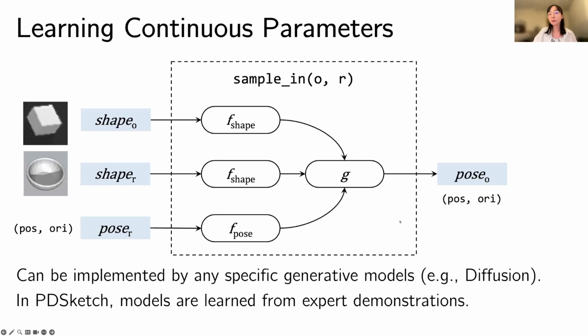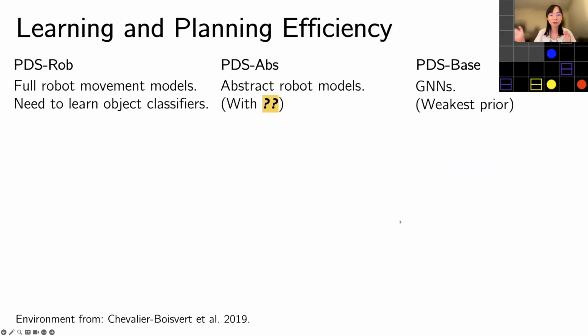Before we talk about the different applications of this method, we first want to study from a machine learning perspective whether combining neuro-symbolic representations actually gives us better learning and planning efficiency. So here we are going to combine 3 models. The first one is the PDS-ROB. It contains just manually specified human robot movement models. The only thing it needs to learn additionally are those object classifiers.